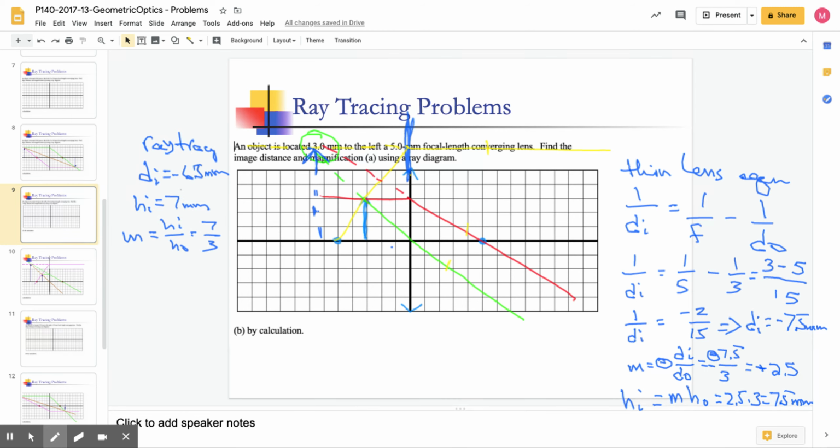I think the interesting thing about this example is that I put my object inside the focal point. It's at 3, but my focal point is at 5. When that happens, I create a virtual image behind the lens. So I have diverging rays leaving the lens, and those rays can be projected back and they look like a real image. You would see an image looking through the lens from the right side, and it would be erect and magnified compared to my object.